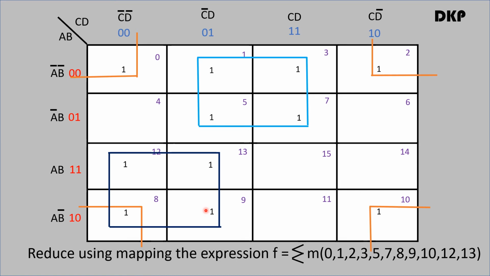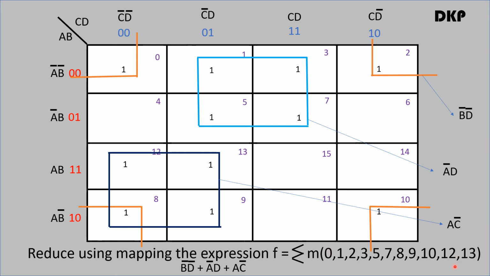Now the next step is we have to read the map. So here this group is called B bar, D bar. Second group is called A bar, D. Third group is called A, C bar. So whichever minterms are present in the expression, we have placed ones for those minterms and we have grouped them and we have formed a reduced expression for this.